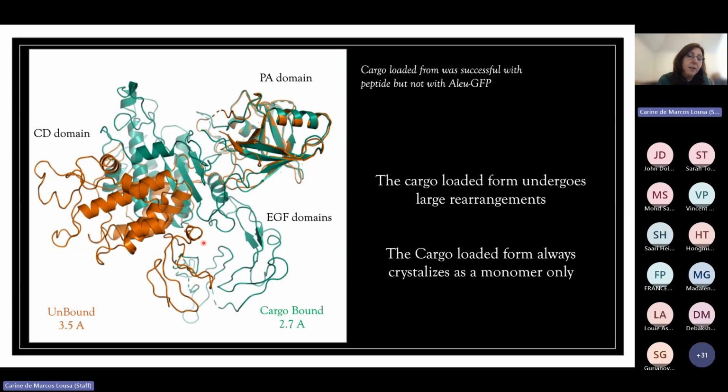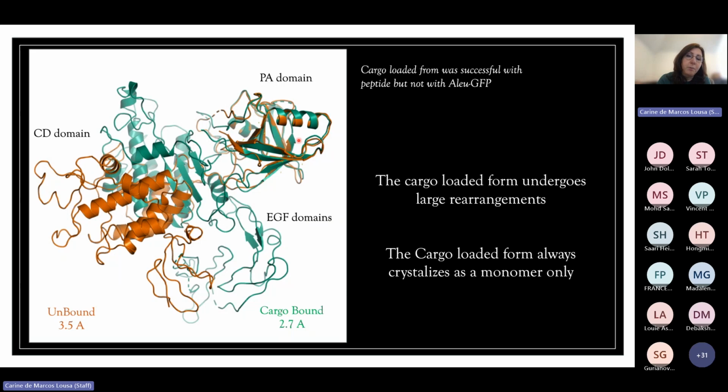So you can see here the superposition of the unbound form here in orange, and the cargo bound form here in green. This is the PA domain, the central domain, and the EGF domains here. You can see that the structure of the PA domain doesn't change so much, but there are lots of loops here that are changing. And there is an overall rearrangement of the CD domain and the EGF domain compared to the PA domain. So there is a large rearrangement of the structure upon cargo binding.